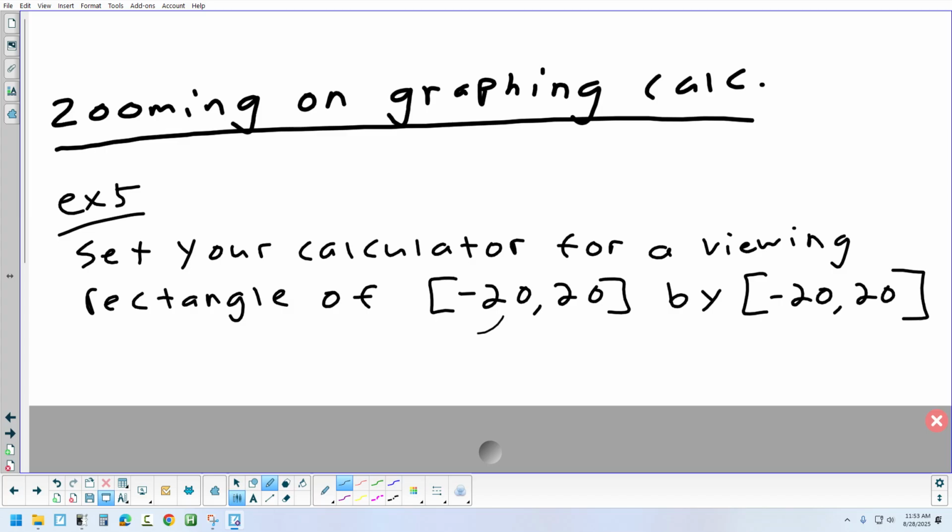The first two numbers they give you are always the x's: first the min, then the max. The second pair of numbers they give you are the y's, the min and the max. And those are really the only four numbers you'll ever need to set.